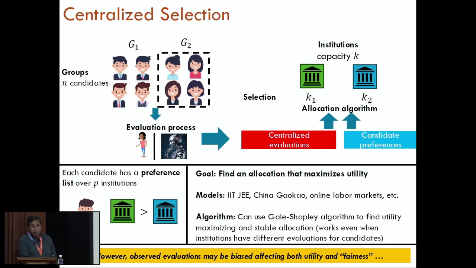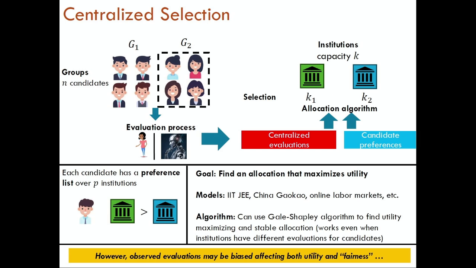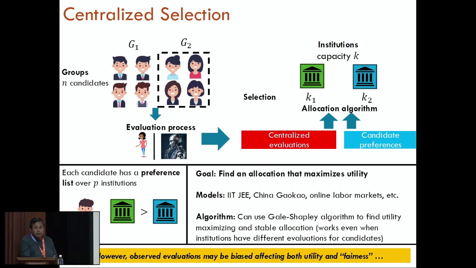So this is the problem that we are considering. Imagine that there are candidates, and we think of candidates, let's say for this talk, divided into two demographic or socially salient groups, G1 and G2. There is an evaluation process. Think of it like an exam, specifically one of the major exams in India called the IIT exam. All candidates have to appear and give the same exam, and then the scores of these exams are used to determine eligibility into the different IITs.